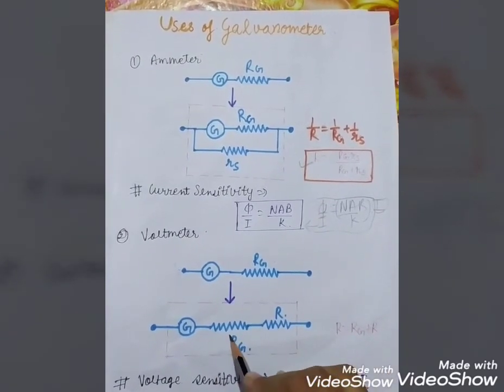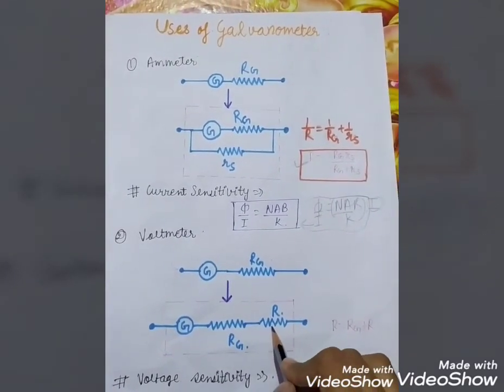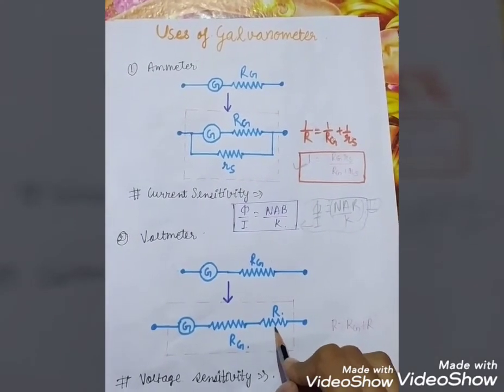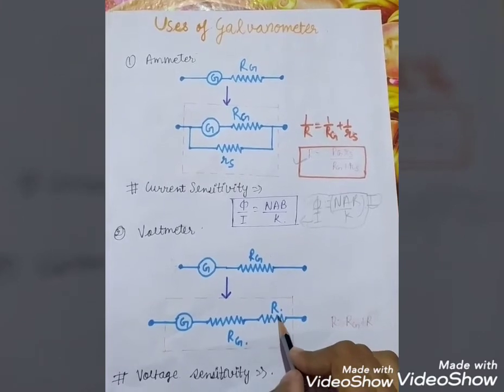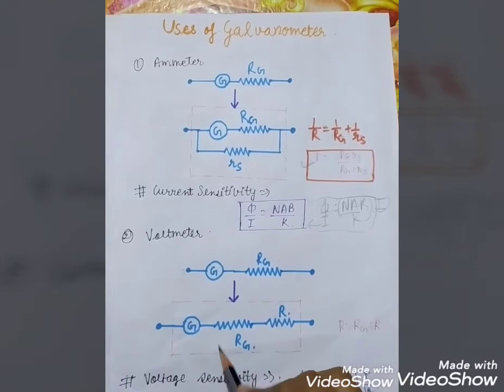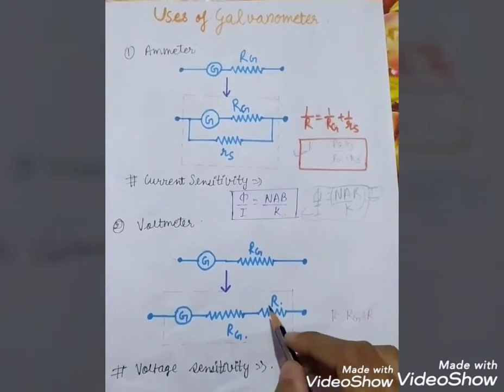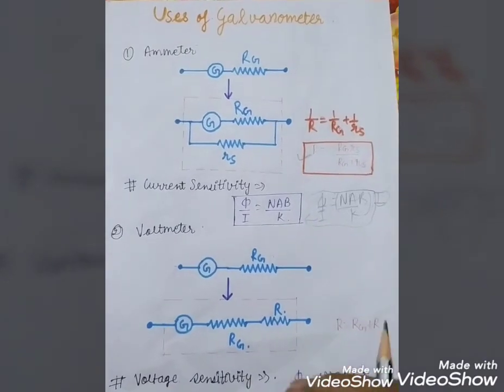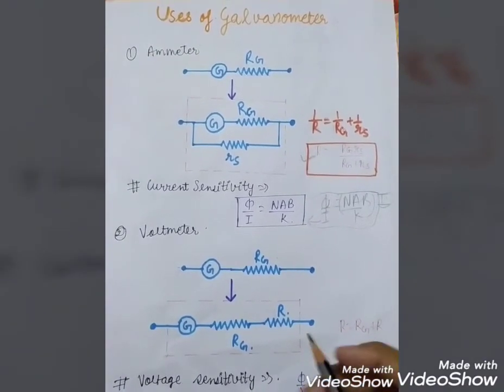The resistance of the galvanometer was already high, and now the resistance that we have added is also very high. So the resistance becomes very large, and hence we get a very low value of current, and now we can easily measure the value of voltage across the two ends.